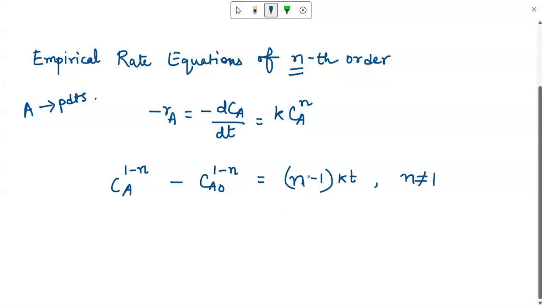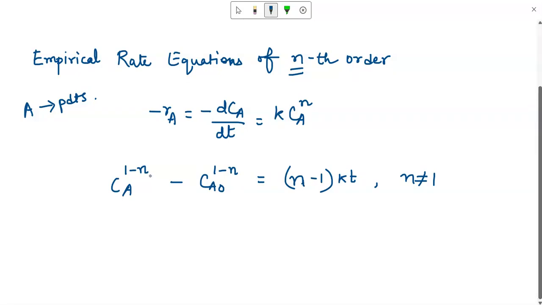Unless, of course, you have non-elementary kinetics or where the reactants are initially present in exact stoichiometric ratio for bimolecular cases.